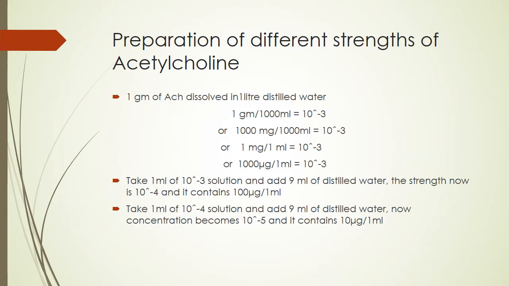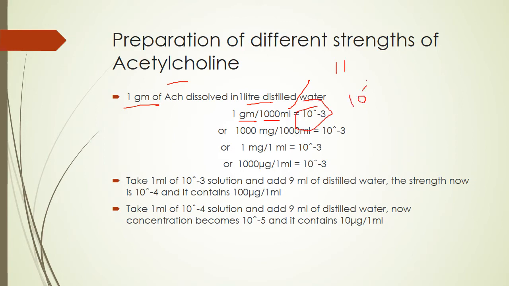What is the preparation of the different strengths of acetylcholine? That is very important. 1 gram of acetylcholine is dissolved in 1 liter of distilled water, so 1 gram in 1000 ml. That is a mathematical calculation, so you have to understand it properly. We take 1 liter of distilled water and add 1 gram of acetylcholine to make a concentration of 10 raised to the power minus 3.